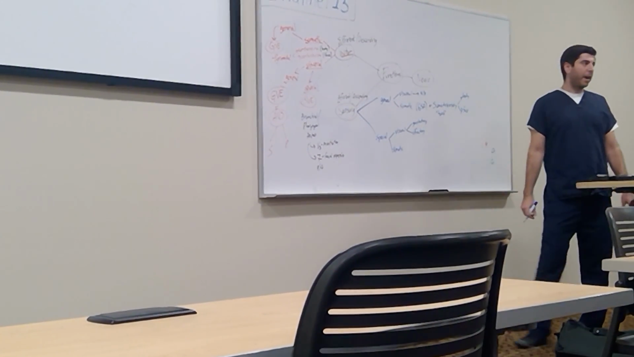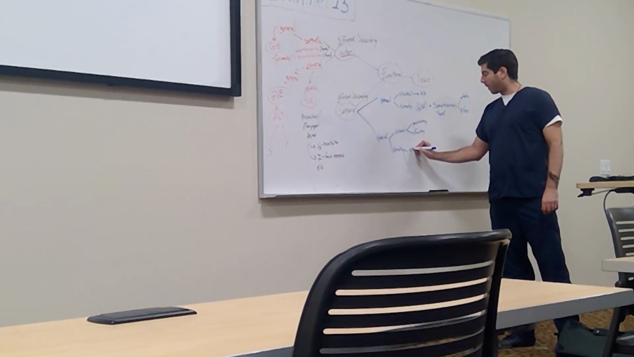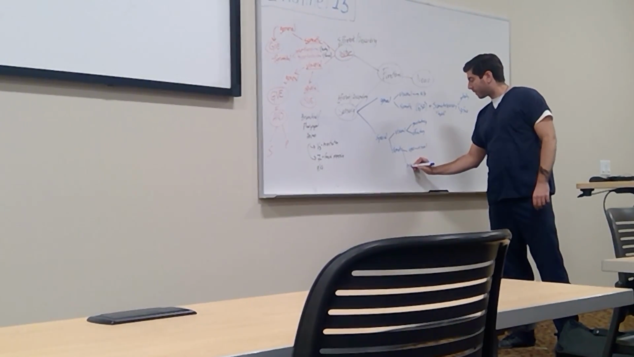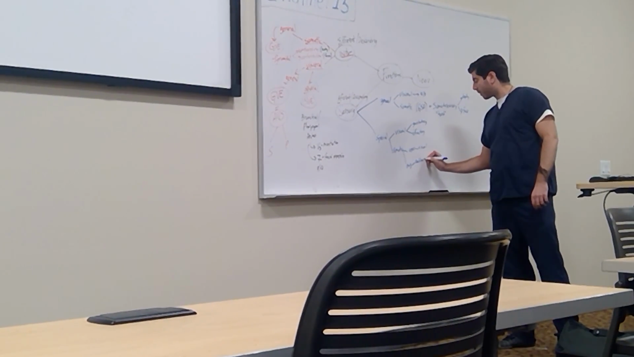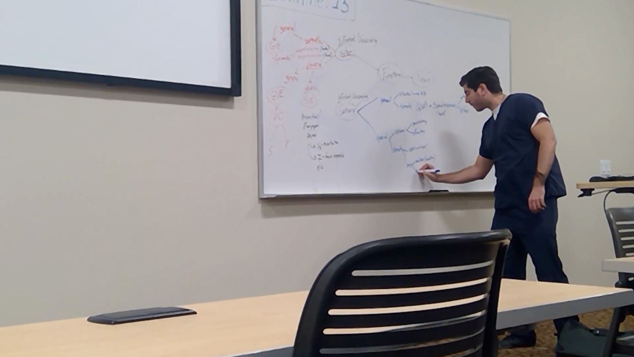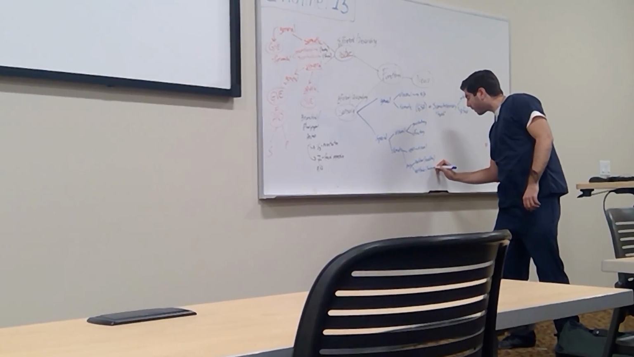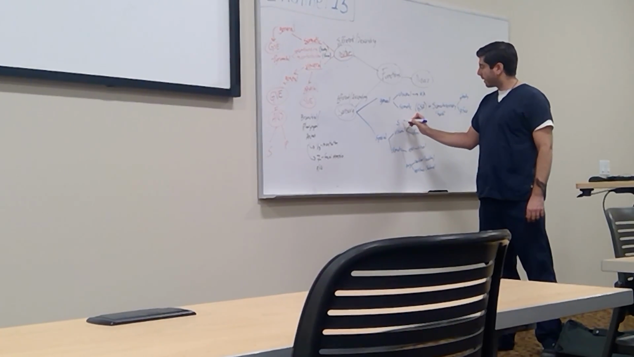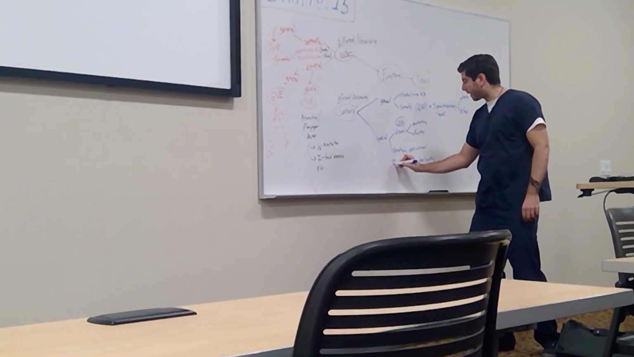The rest are somatic. Eyes and ears are somatic. So eyes, visual, ears, cochlear, auditory, vestibular, balance. And so this is SVA. This is SSA.